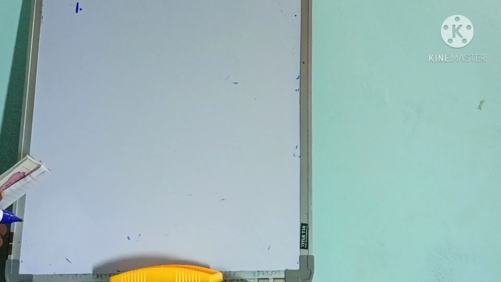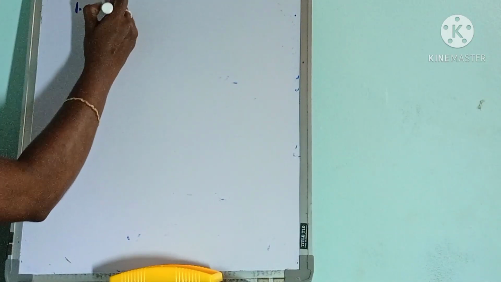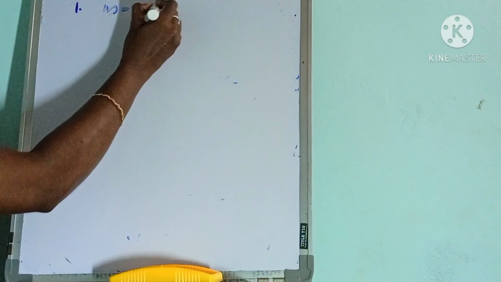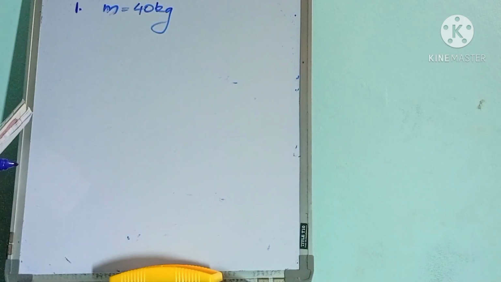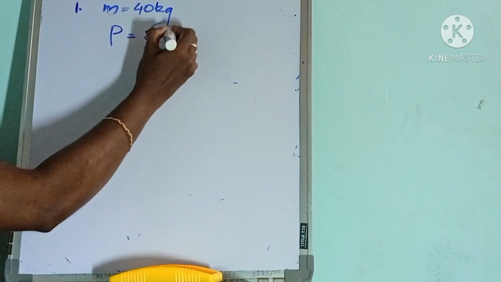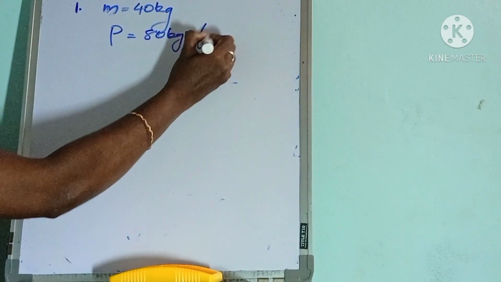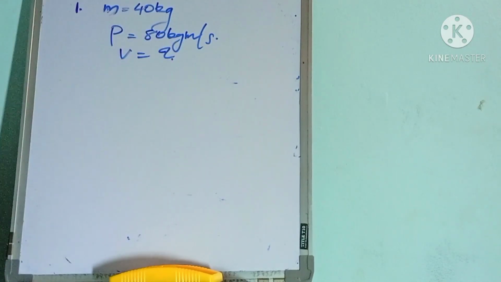The first question is: a body of mass 40 kg is moving with the momentum of 80 kilogram meter per second. Then what is the velocity of the body? Here, mass is given, m is equal to 40 kg. Momentum p is given as 80 kilogram meter per second. Then we have to find the velocity.